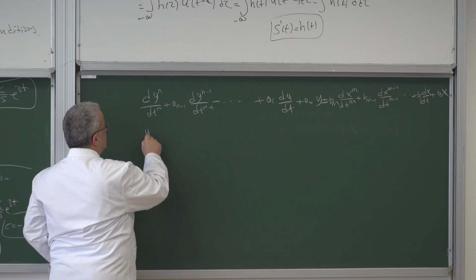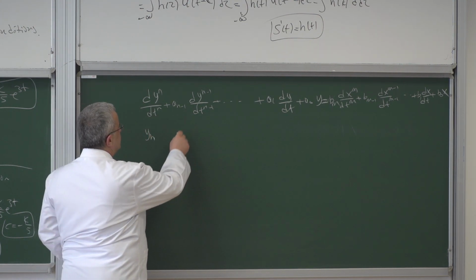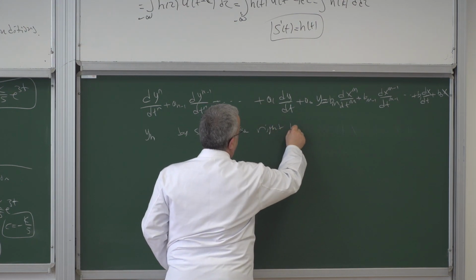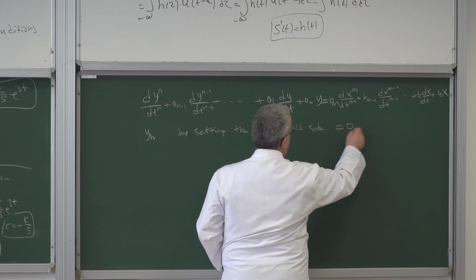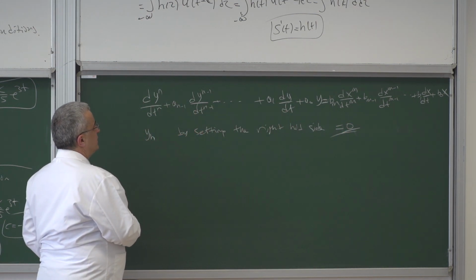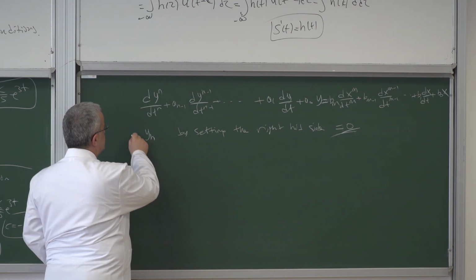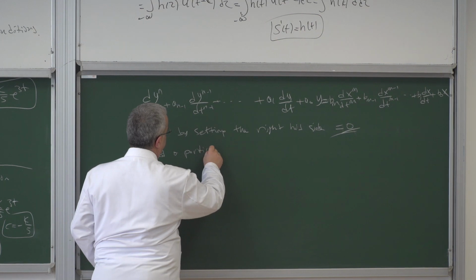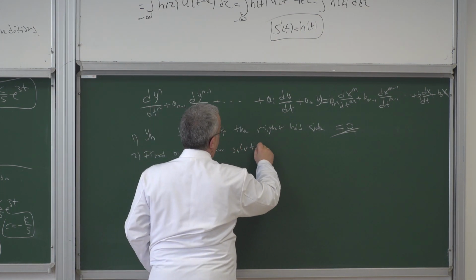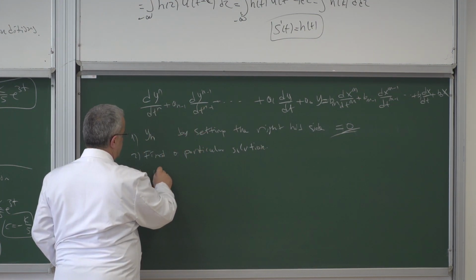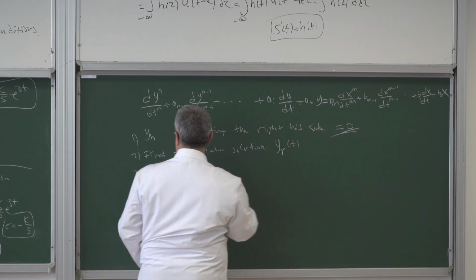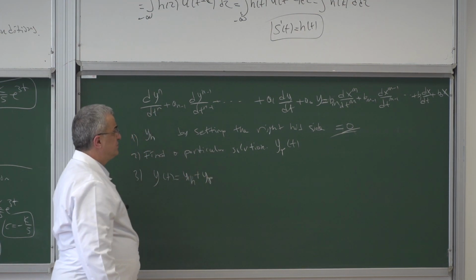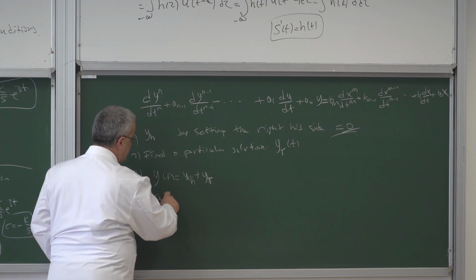You first calculate the homogeneous solution by setting the right-hand side equal to 0. Okay? You solve it. Then, 1, 2, find a particular solution. Okay, 3, let's call it y p of t. So y of t is equal to y homogeneous plus y particular. And 4, satisfy the initial condition.